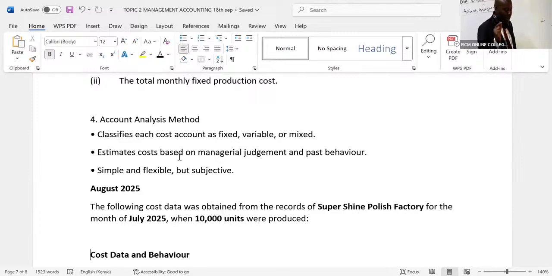So under account analysis method, we shall classify each cost item as either fixed, variable, or what here, somebody? Mixed. So that is it. Actually, under accounts analysis method, we break down all costs into fixed and variable cost components. Just write like this. We break down all costs into fixed and the variable cost components.